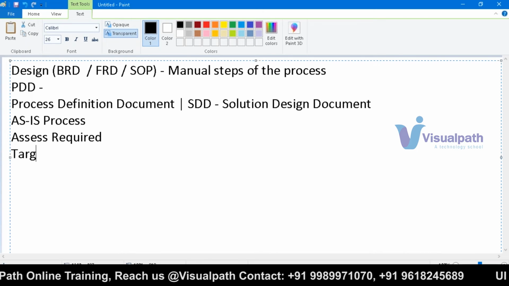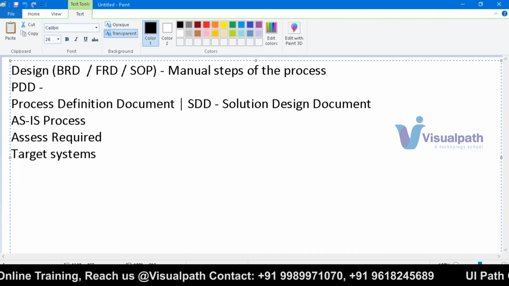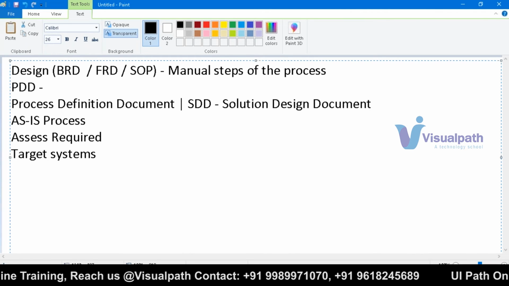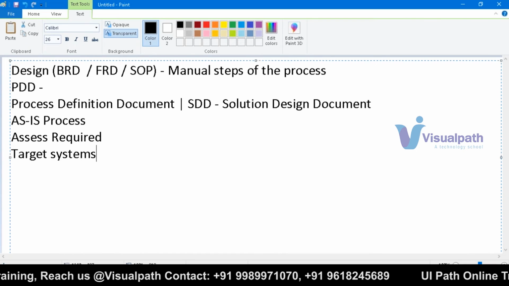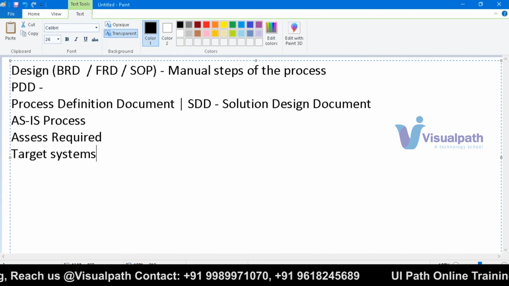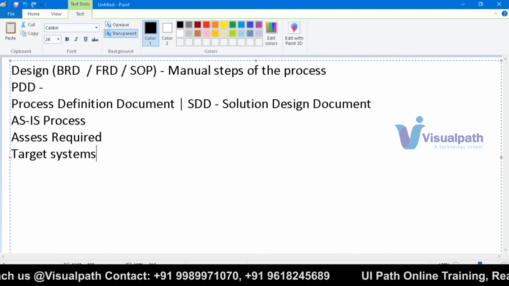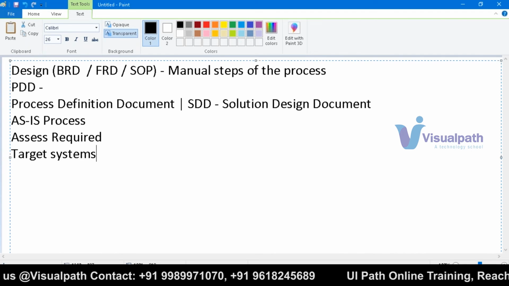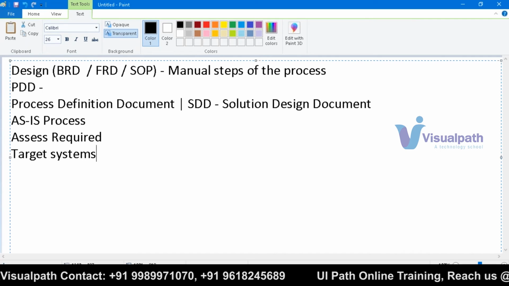What are the target systems? Target systems means any Excel files you are using, if you are using a shared drive, SharePoint, or any emails for sending and receiving, if you are using any applications, any system environments, or if any specific system requirements are required, like a minimum of 12 GB RAM. All these are part of the target system. So what are the system or application requirements for this process?